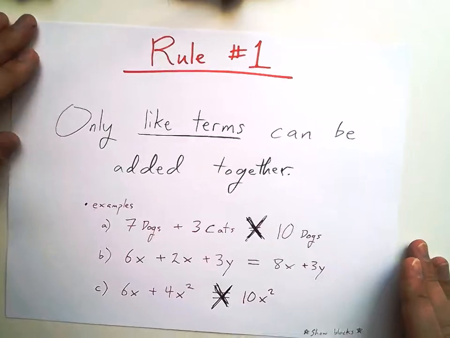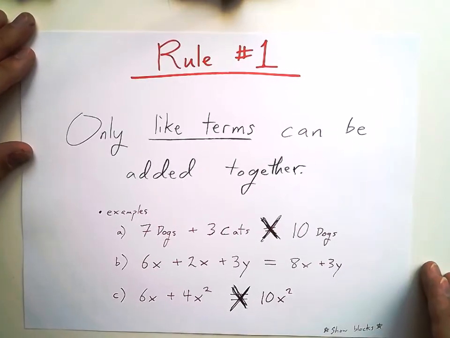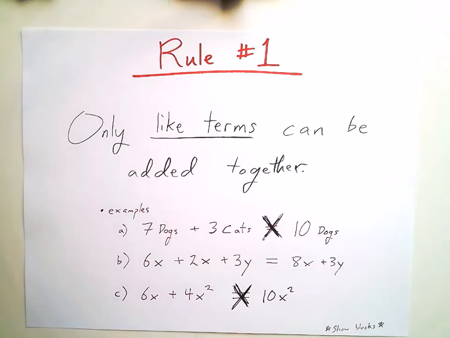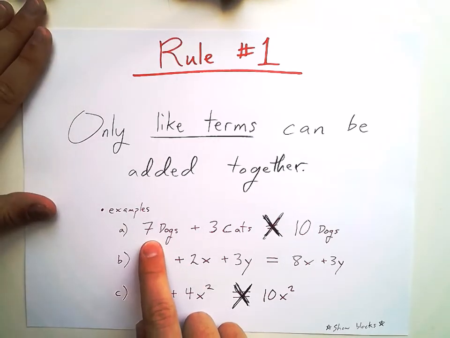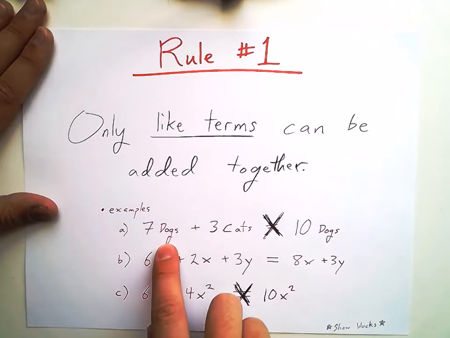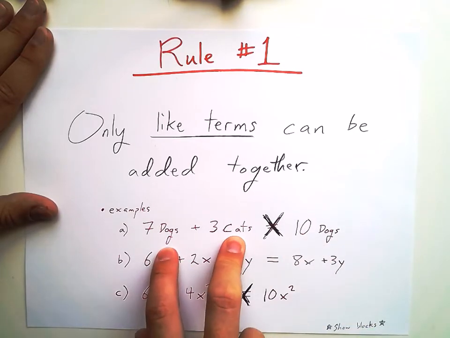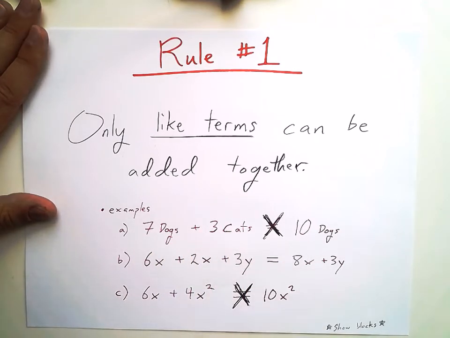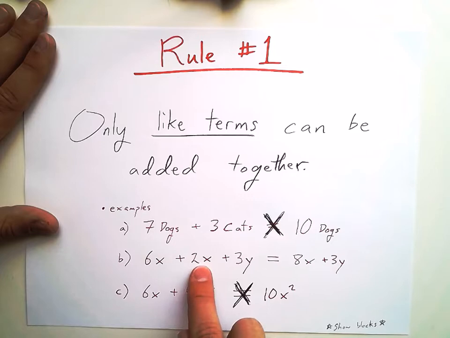So rule number one with adding and subtracting polynomials is only like terms can be combined together. So 7 dogs plus 3 cats doesn't equal 10 dogs, because dogs are not the same thing as cats. So you have to keep those separate. You can't add them together. Same thing with x's and y's.